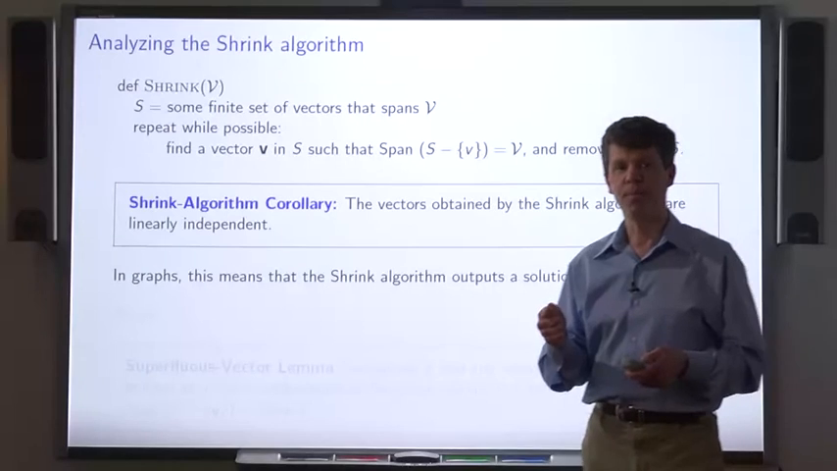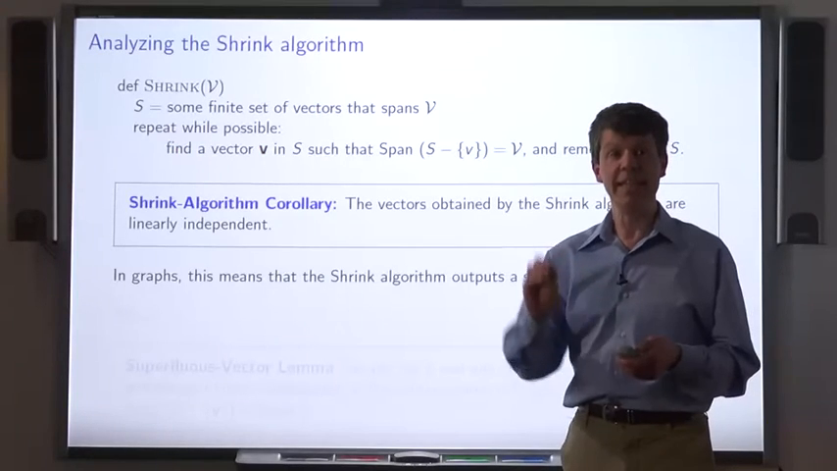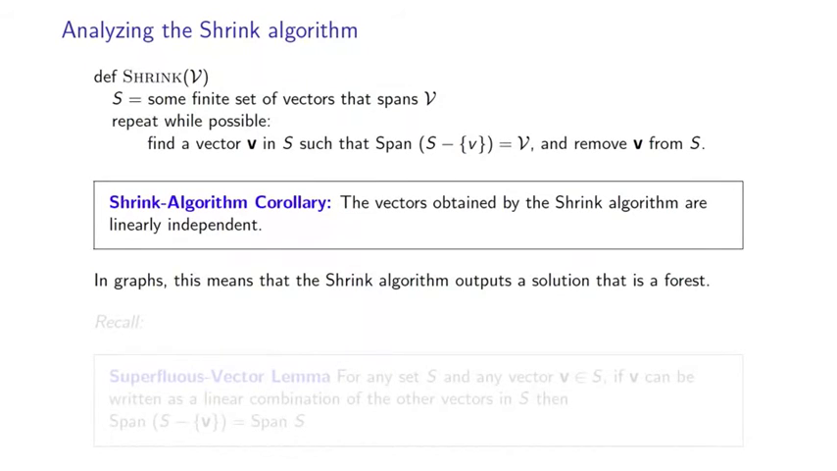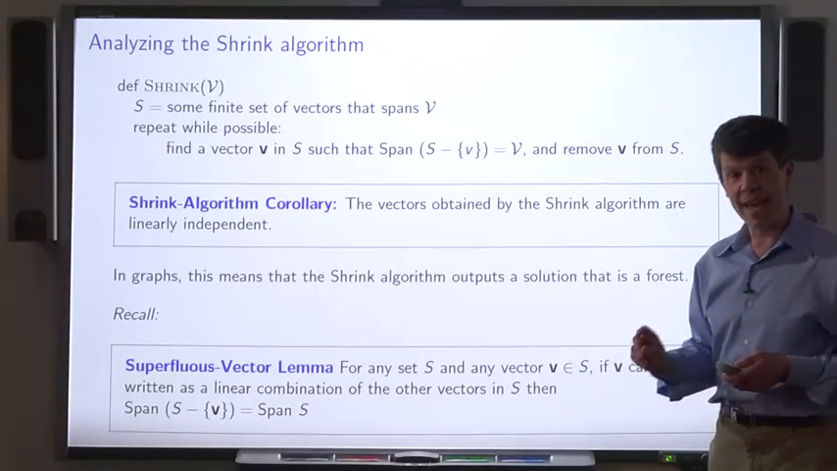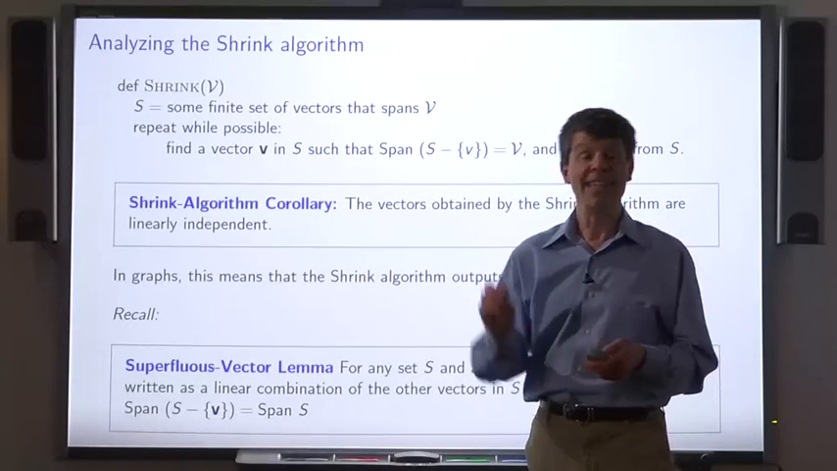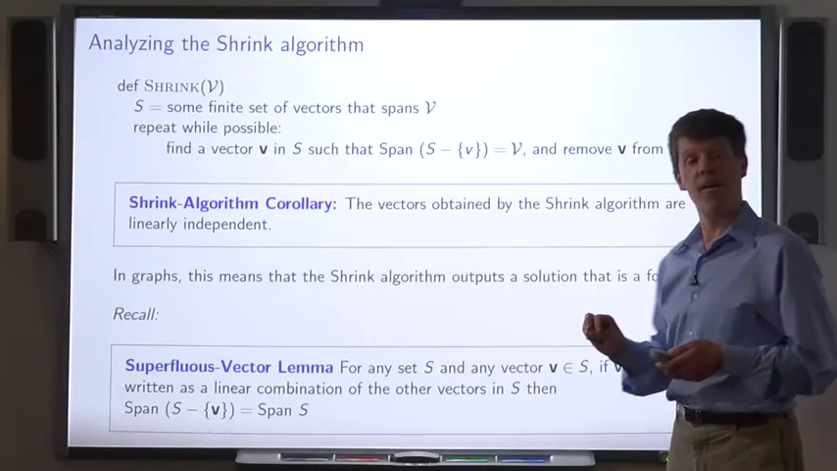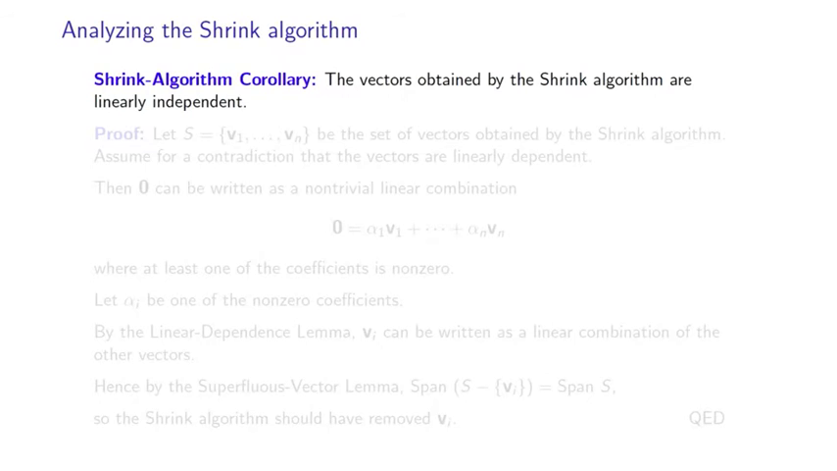Let's look at the shrink algorithm. When the shrink algorithm stops, the set of vectors in S is linearly independent. In graphs, that means the shrink algorithm produces a forest. We're going to use the superfluous vector lemma. Remember that for any set S of vectors and any vector v in S, if v can be written as a linear combination of the other vectors, then v is superfluous. The span of S without v is the same as the span of S with v. And now we prove that the shrink algorithm eventually produces a linearly independent set of vectors.